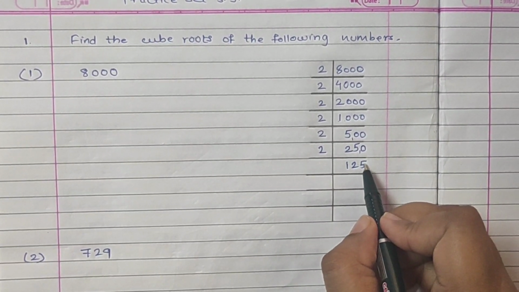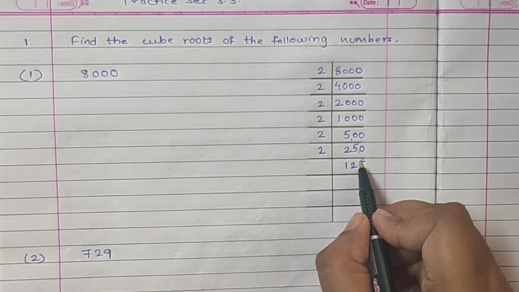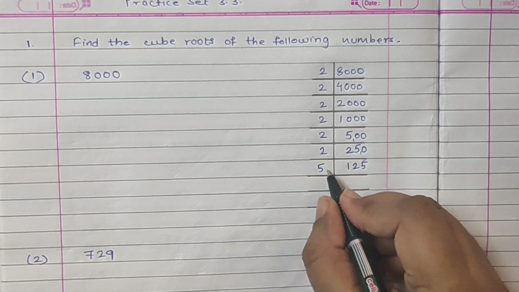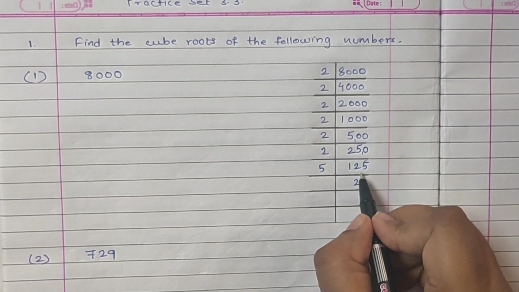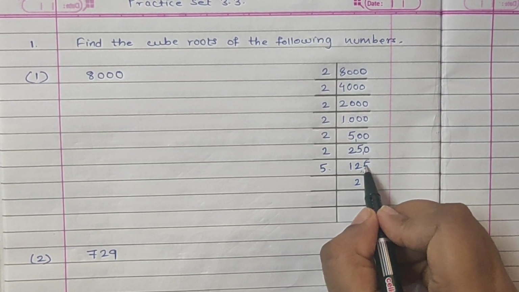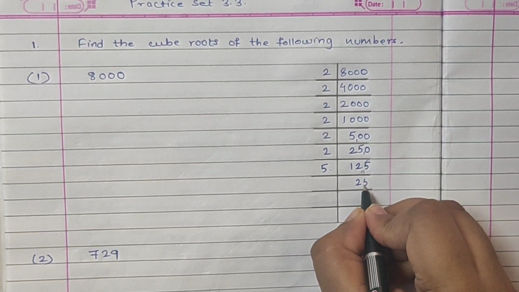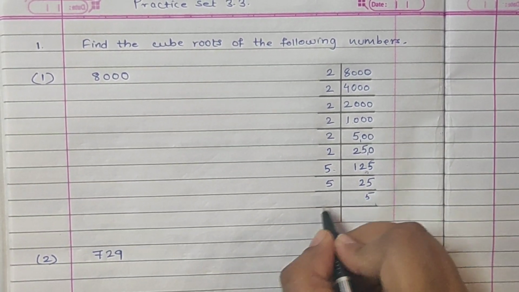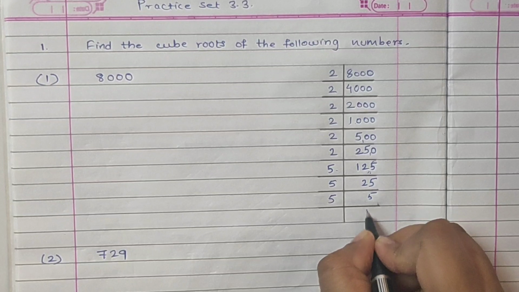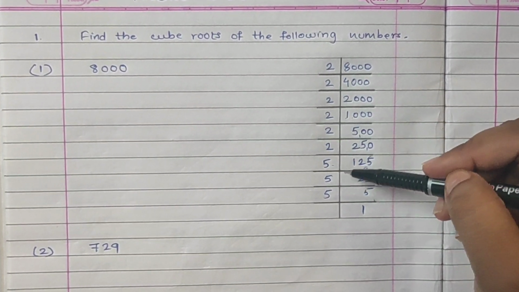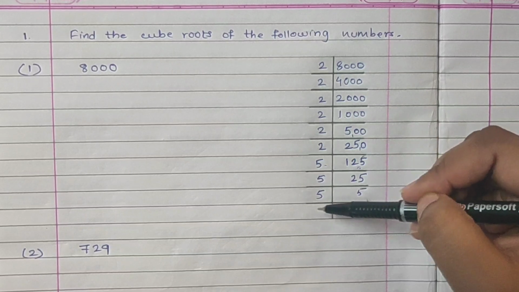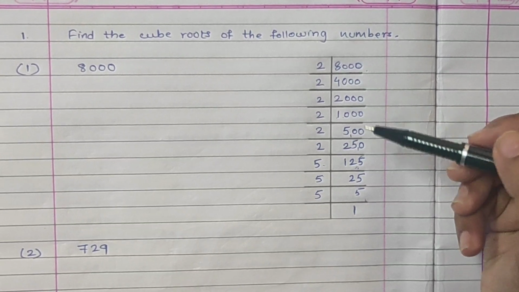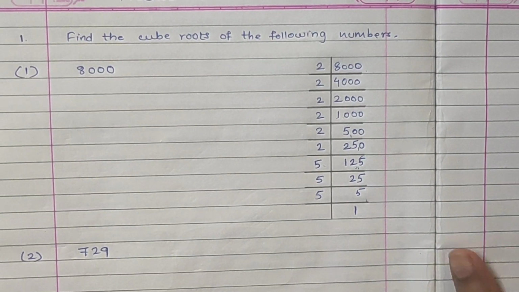Now here 5 is the last digit. So it is divisible by 5. 2 5s are 10. 2 is remaining. 25. 5 5s are 25. Now 5 5s are 25. 5 1s are 5. In this way you can take the factors of any number. So these are the factors of 8000. Now you will make pairs of 3.